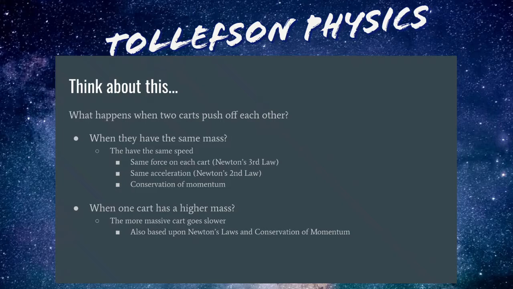Now, what about the cart with a higher mass? Well, that higher mass is going to have a lower acceleration. Therefore, it's going to have a lower speed because the force is still the same between the two cars. And so we can use Newton's second law, Newton's third law, and the conservation of momentum, which is actually related to Newton's laws.